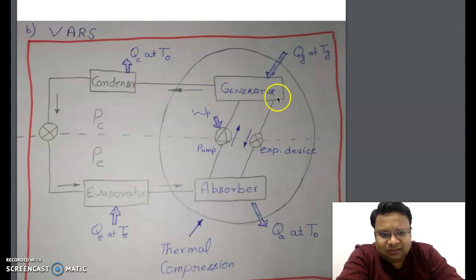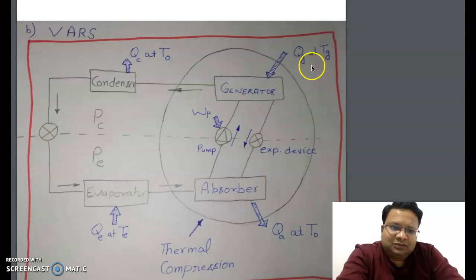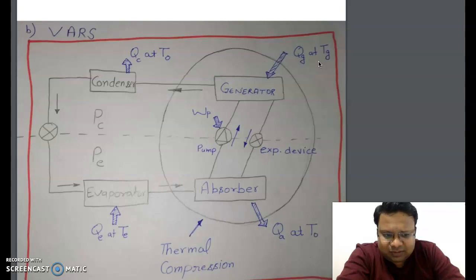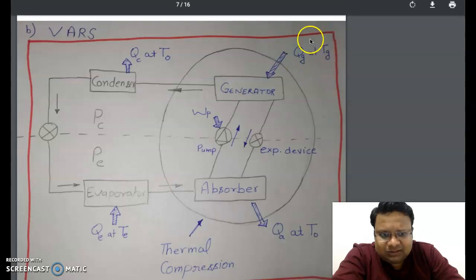One is vapor, another one is this liquid, which is again expanded back to the absorber. So if I talk about QG here, generally QG is available to us in abundance, which we generally refer to as, like, we have solar energy, we have so many processing heats. Like in a thermal power plant or in any industry, we have a lot of waste heat available. So we can utilize that and send it inside the generator.